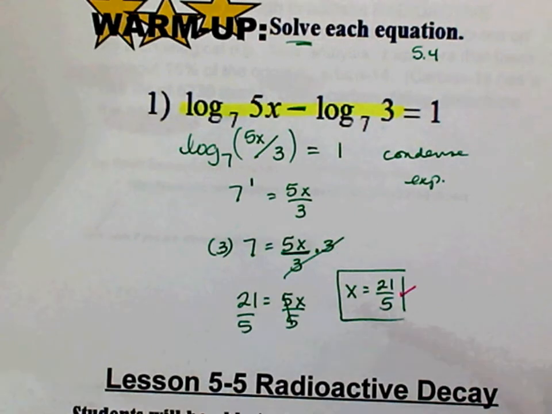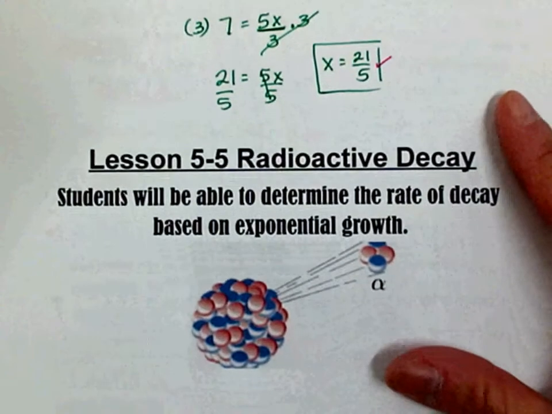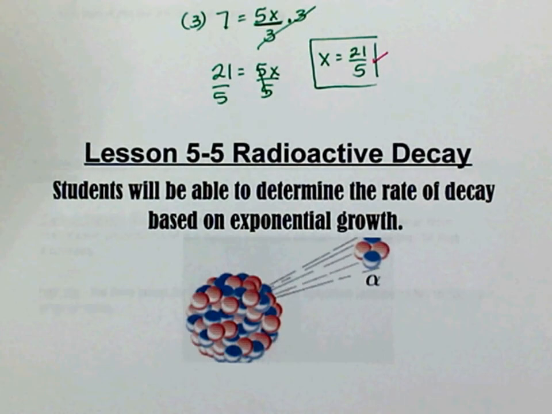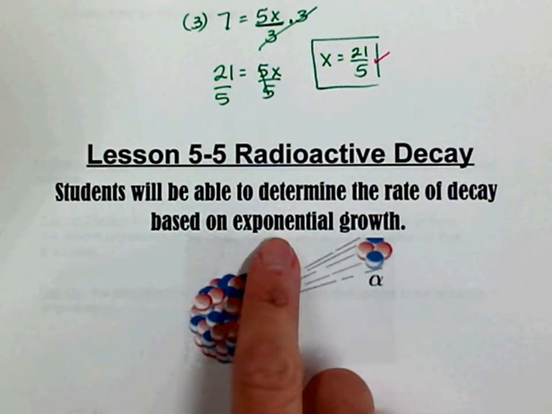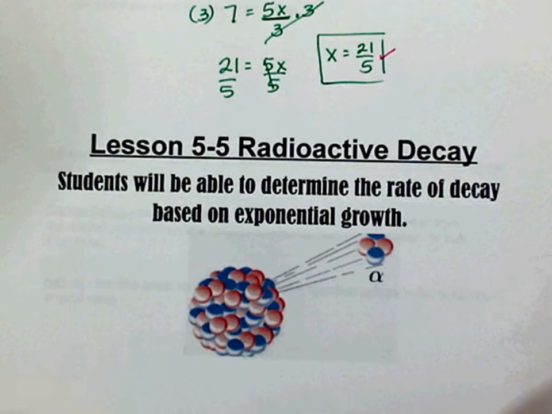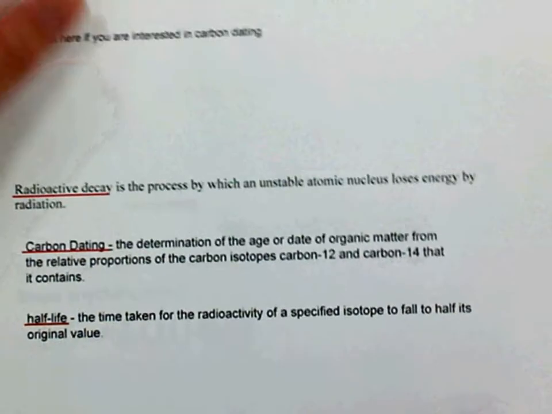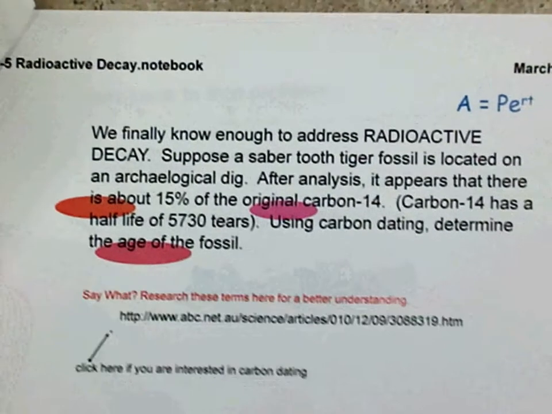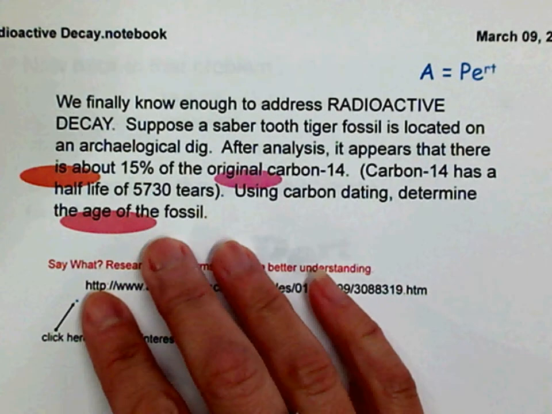Alright, so now we're going to talk about radioactive decay using carbon dating. Students will be able to determine the rate of decay based on exponential growth. By the way, that's a Greek letter for alpha. All right, look at all the atoms. We finally know enough to address radioactive decay.